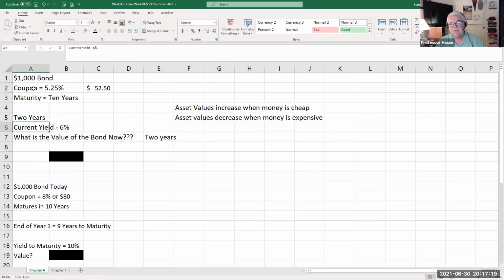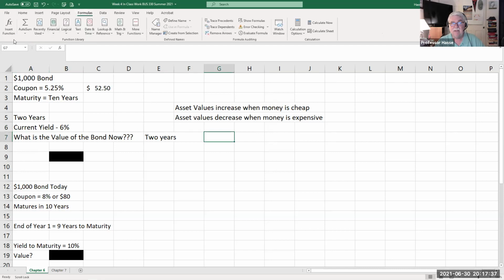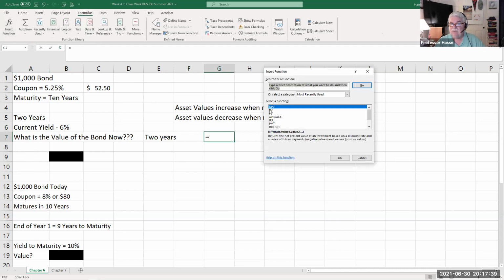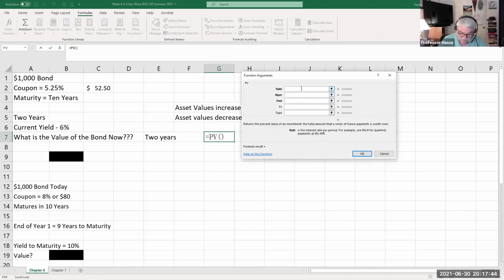In other words, 2 years after this was introduced at 5.25, the market has changed on that similar type of security. So if I wanted to sell this 5.25% bond in a 6% market, it's going to be less than $1,000. Formula, function, present value. The current rate in the market is 6%. The number of periods remaining is 8. Remember, after 2 years, I'm trying to sell this bond. It's a 10-year bond. 8 years remain.